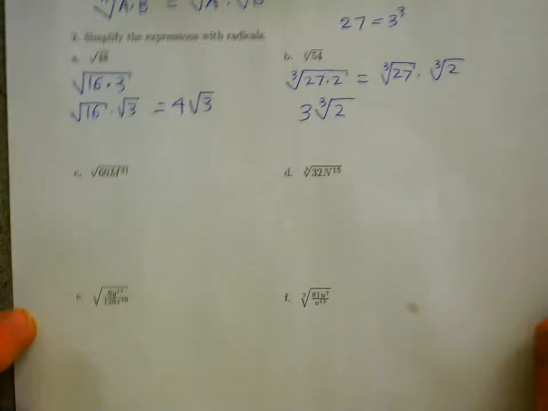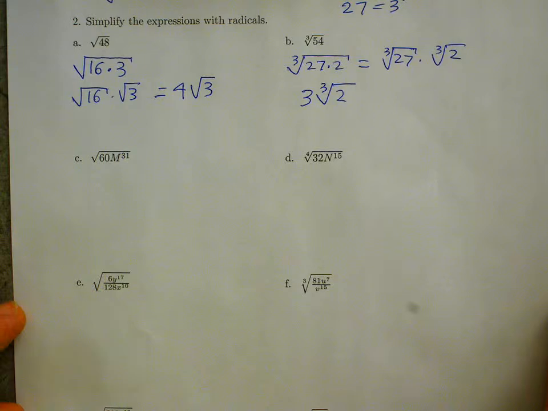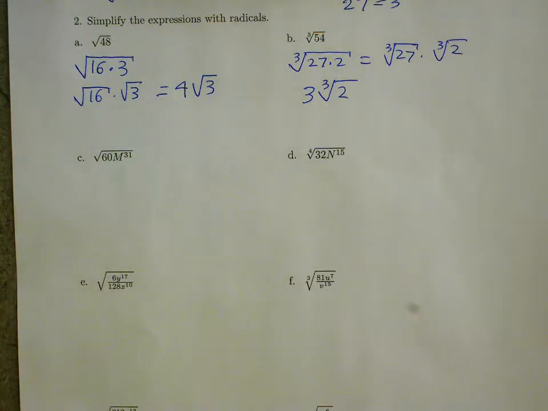Okay, part C. Simplify the square root of 60 times m to the 31st. 60 is not a perfect square, and neither is m to the 31st. But they each have factors other than 1 that are perfect squares.